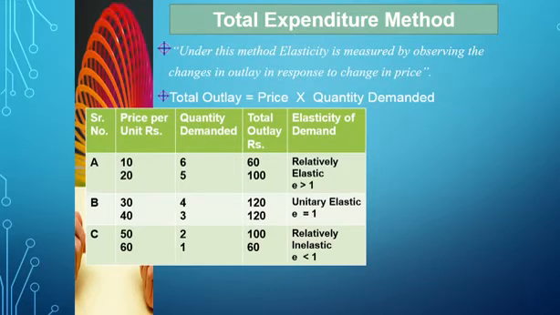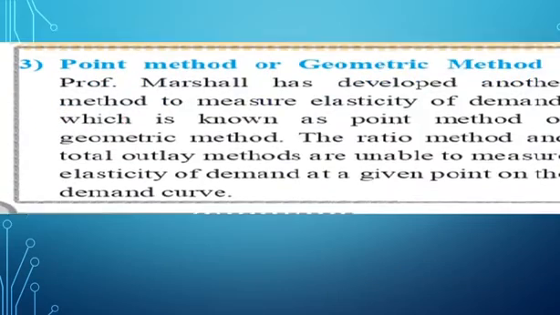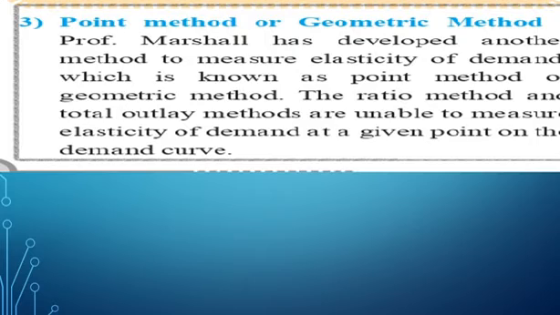So this is the total expenditure method or total outlay method. The next method is the point method or geometric method. Professor Marshall developed another method to measure elasticity of demand, known as the point method or geometric method. The ratio method and total outlay method are unable to measure elasticity of demand at a given point on the demand curve. This is a very important thing as far as our point method is concerned.